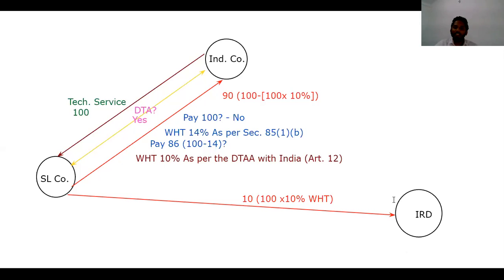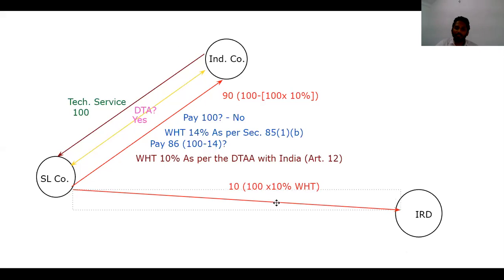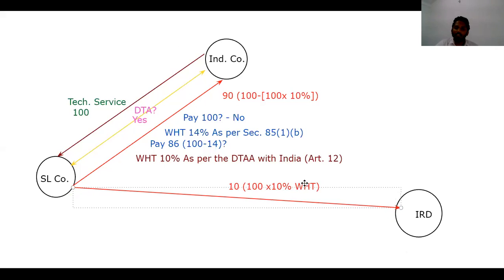Then the department will issue a certificate, which is called a tax deduction certificate, in order to claim the tax whatever you paid here. The Indian company, a non-resident company, since there is a DTA with India, can claim this 10% in India as a tax credit. They can claim a tax credit in India.